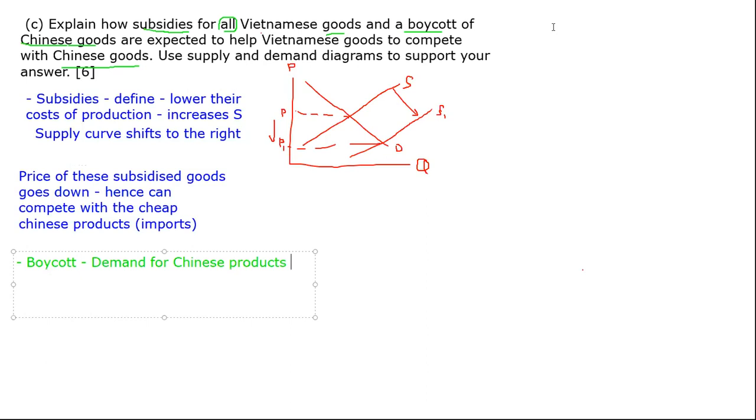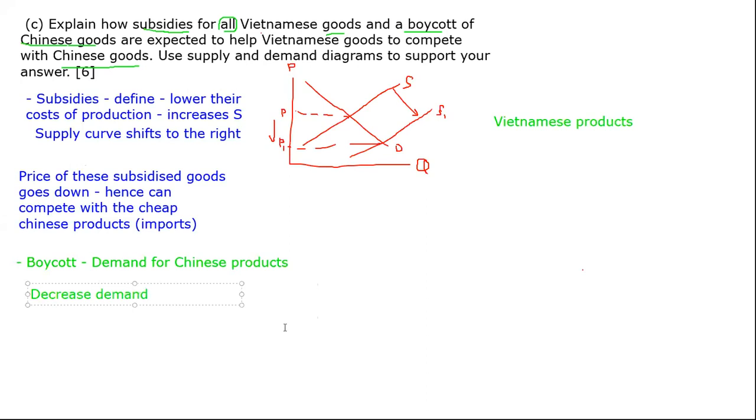Let me just write it. This is for Vietnamese products. Now we're talking about Chinese products. So I think a boycott for Chinese products should decrease demand, which you can then show on the diagram. The reason I'm a little uncomfortable with this is because of something which you guys will see very soon. What happened? Okay.